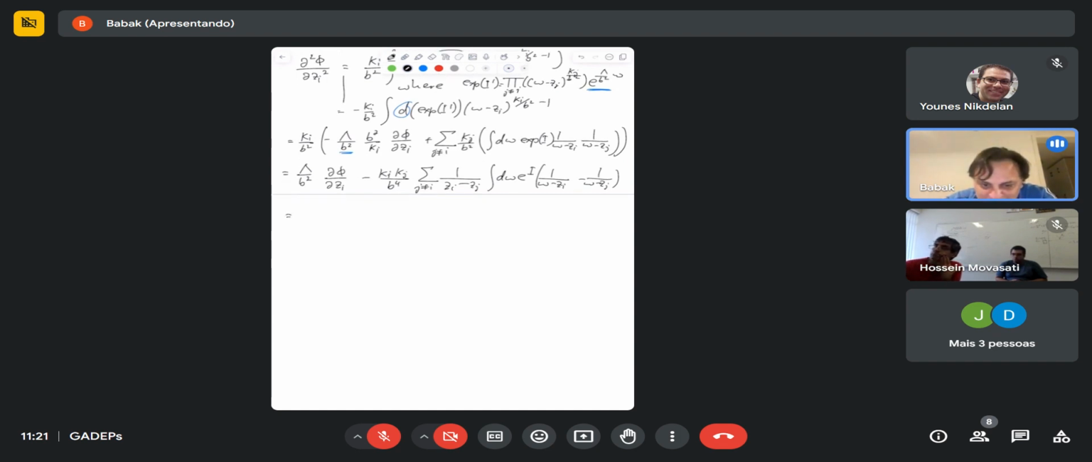And then finally, you can repackage everything as follows. Del phi del zi plus sum over j not equal to i, 1 over zi minus zj, kj b squared del phi del zi minus ki b squared del phi del zj. And from this, you can finally say that, yeah, this is basically that equation which you had before. Okay, so that's how this acts.